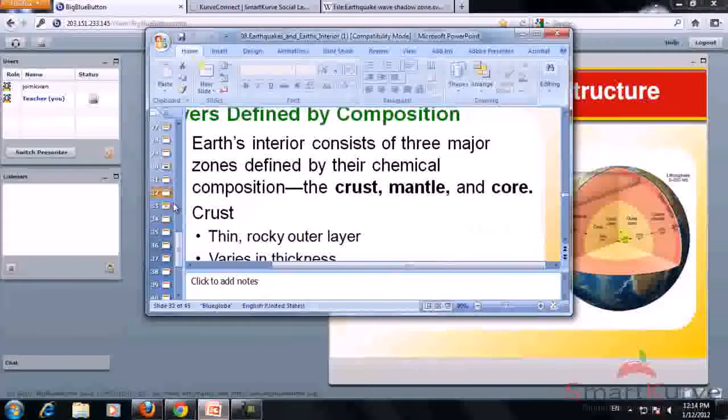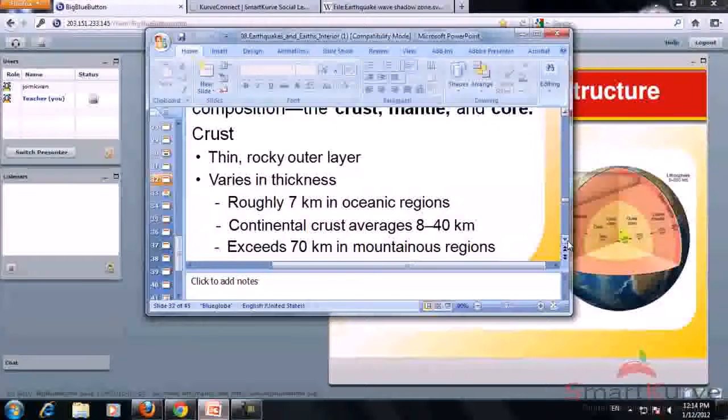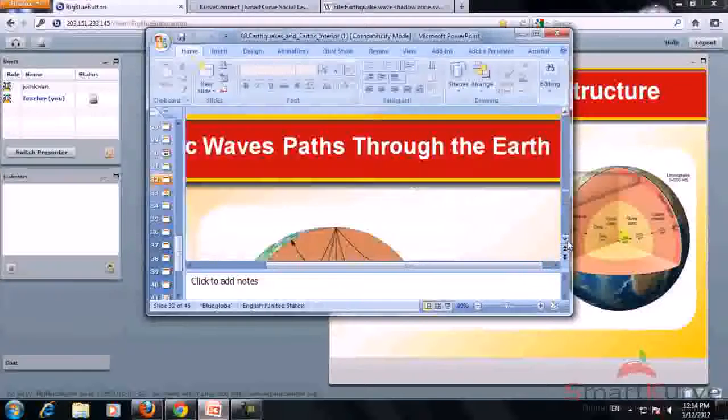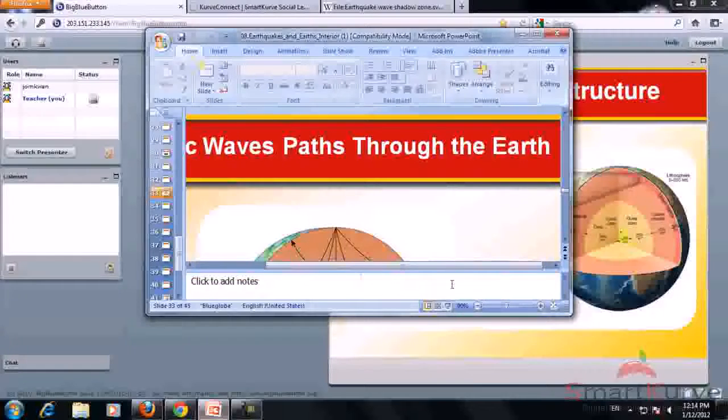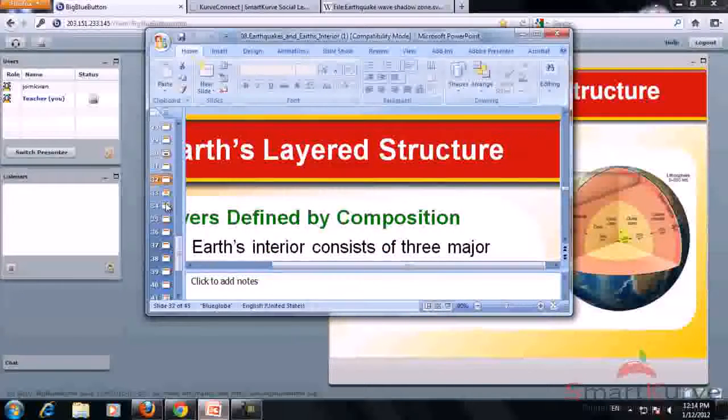Let's go back to slide 32, keeping this picture in mind. Our outer layer is the crust. That's that thin, rocky layer. It varies in thickness. It's about 7 kilometers deep in ocean regions. In continental crust, it's up to 40 kilometers or even 70 in areas of mountains. On slide 33 you can see the way seismic waves travel through the Earth. Oh, sorry, it's next, 35.